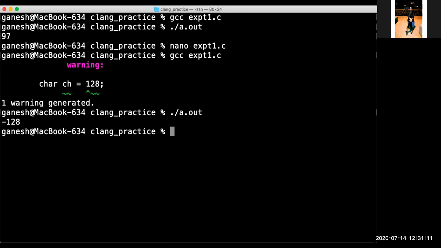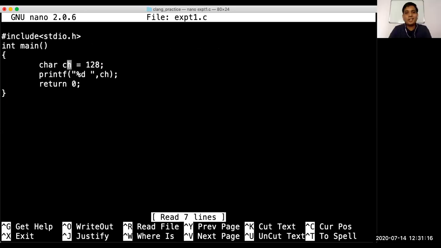Can anyone give the reason? Because it is out of range. Yes. What we have learned in theory: the maximum value that we can store inside the character variable is 127, and the minimum is minus 128. If you are trying to store more than 127, it will go to the negative value. So what is the next negative value after 127? Minus 128. I will give you the demonstration with the whiteboard here.